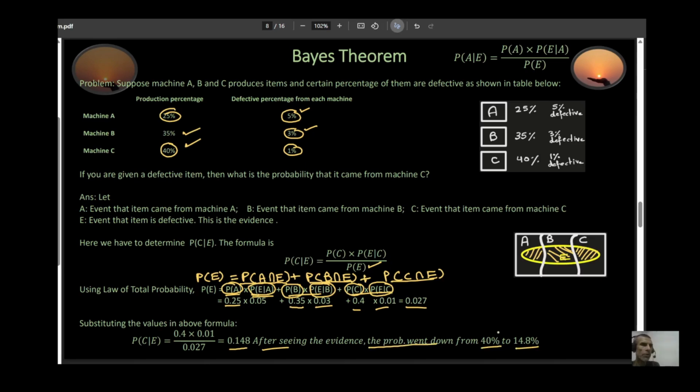If you recall, the probability of C, that the item came from C, was 40%. Now it saw some evidence, and based on the evidence, the probability of C, given that the evidence is seen now, is 14.8%. So it went down.